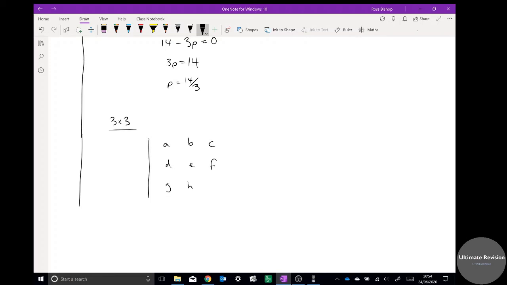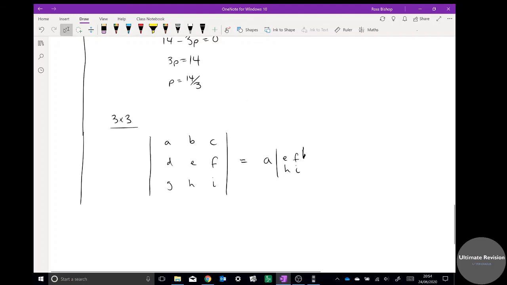If I label just a general 3 by 3 matrix, then the determinant, so I've put the straight line, you take the first value at the top, A, and you multiply it by what we call its minor. I'll explain what the minor is. So we take A, we ignore the row and the column that it's in, and we take the matrix that's left. That's known as the minor of element A.